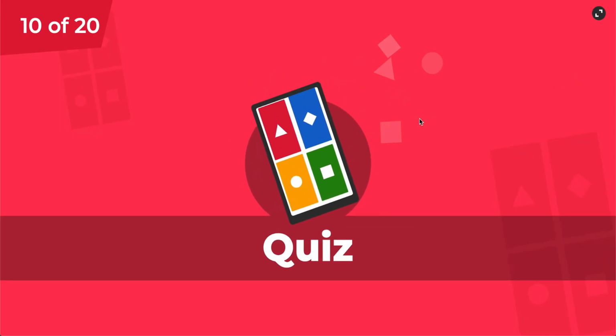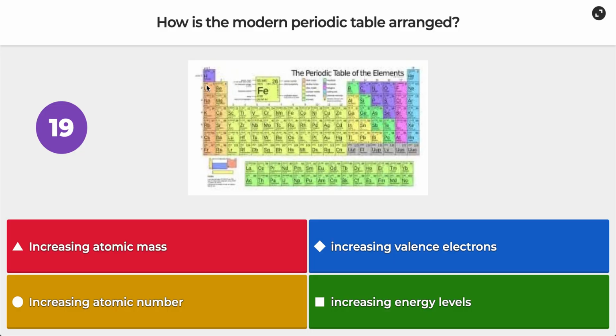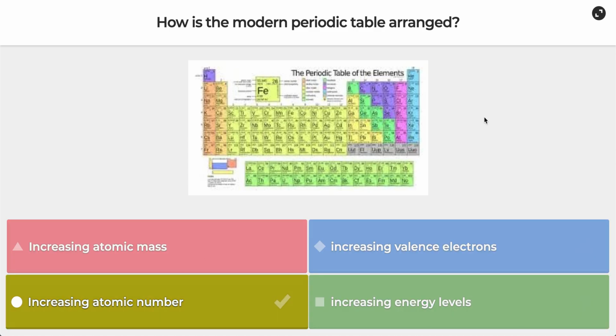All right, next up. How is the modern periodic table arranged? Well, the modern periodic table goes from 1 to 118, and that 1 to 118 is the number of protons, or the increasing atomic number.